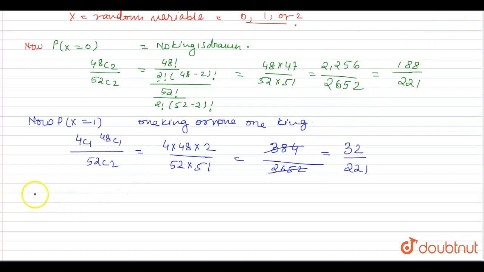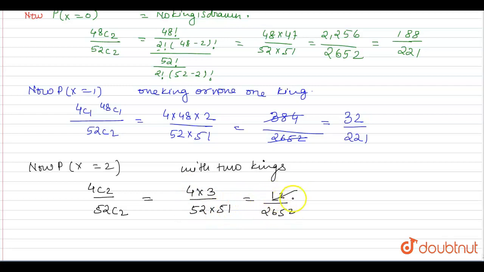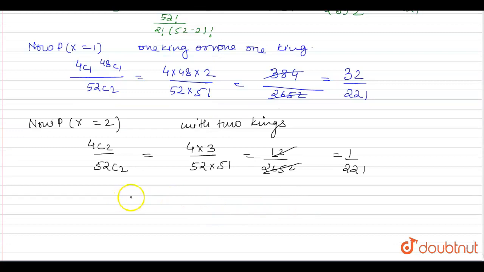Now the third case, P(X = 2), which means with two kings only. So 4C2 by 52C2, that is equal to 4 into 3 by 52 into 51, that is 12 by 2652, which gives 1 by 221. Okay, now finding out the mean.